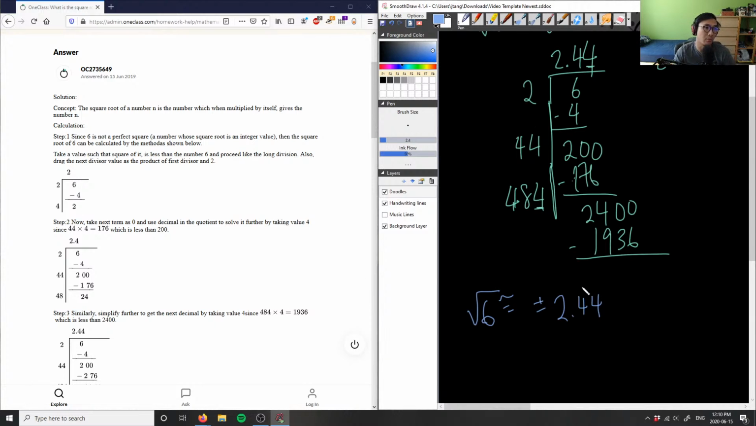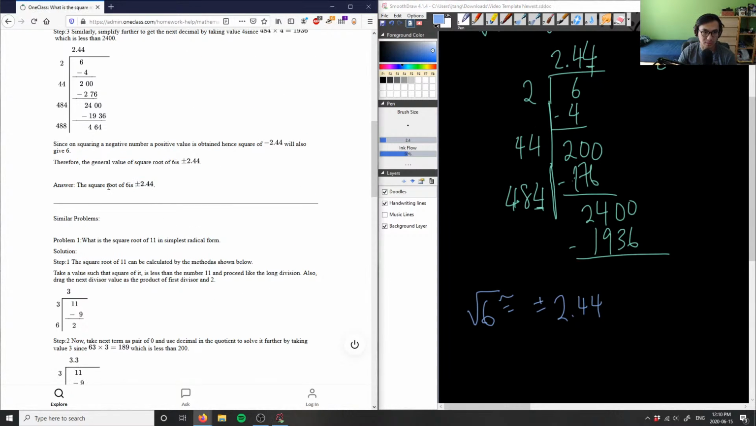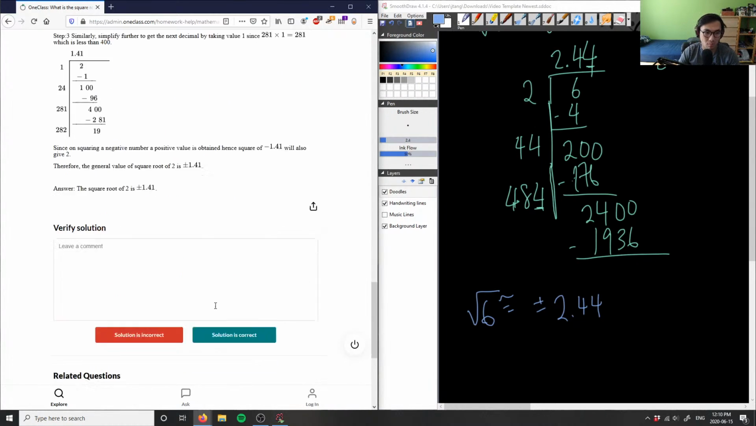Remember, every time we take a square root, we also have to do plus or minus, because both positive 2.44 times 2.44 is about 6, and negative 2.44 times negative 2.44 would equal 6 as well. So this solution is correct, because the square root of 6 is equal to plus or minus 2.44, like we said. So the solution here is correct.